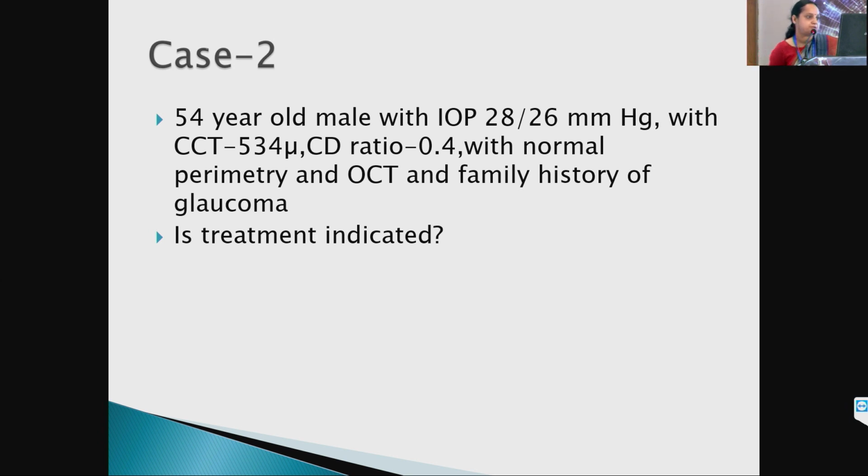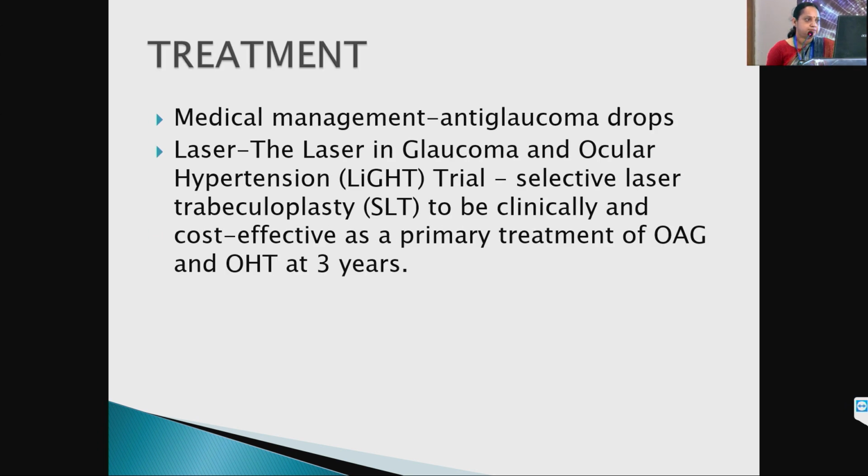We discuss a case: a 54-year-old male with IOP 28 and 26, with central corneal thickness 534, with normal perimetry and OCT, but with a family history of glaucoma. I think it is better to treat the patient. Treatment can be medical, or selective laser trabeculoplasty is another modality for treatment in case of OHT.